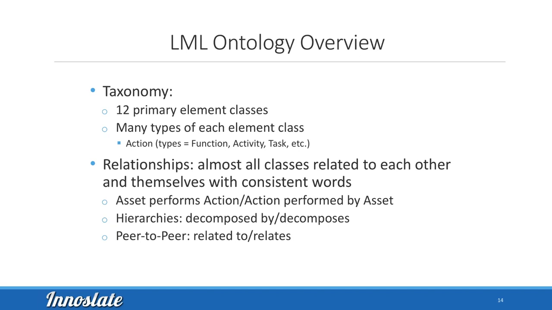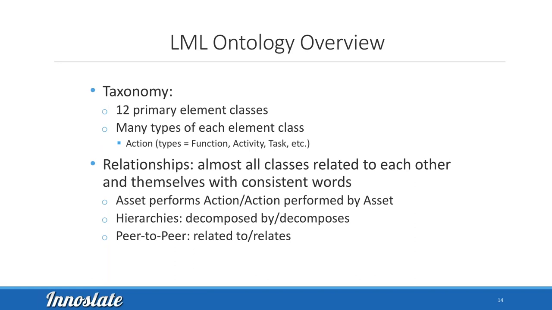Those are the primary ones, but there are some subclasses we found we needed to express the domains we were really working in. And of course, it's meant to grow beyond that if you need it to. So this is not a be-all and end-all, and I'll say later again, this is meant to be an 80% solution. But the idea of the 12 primary element classes meant that we have to have lots of types of each of these element classes.